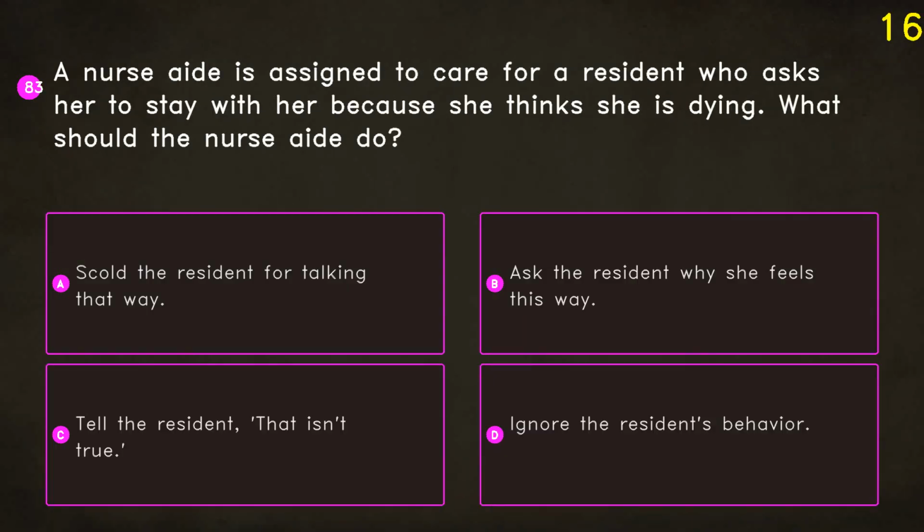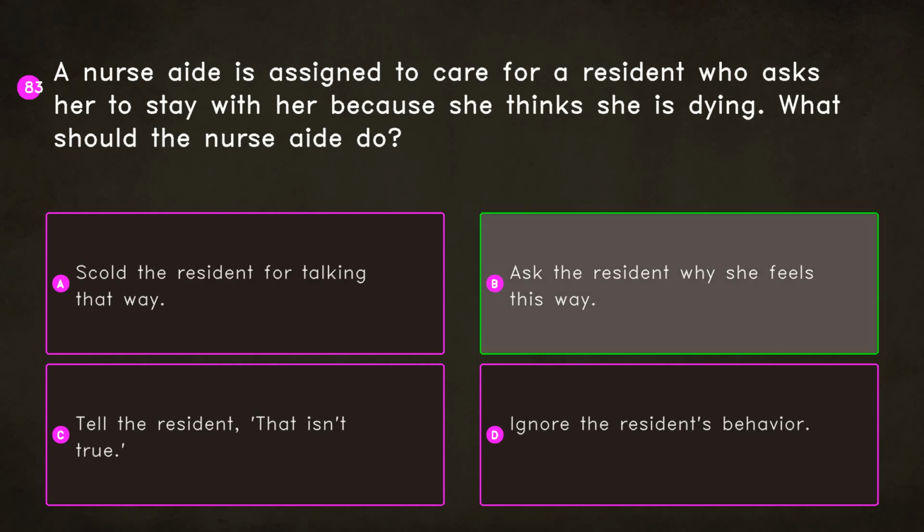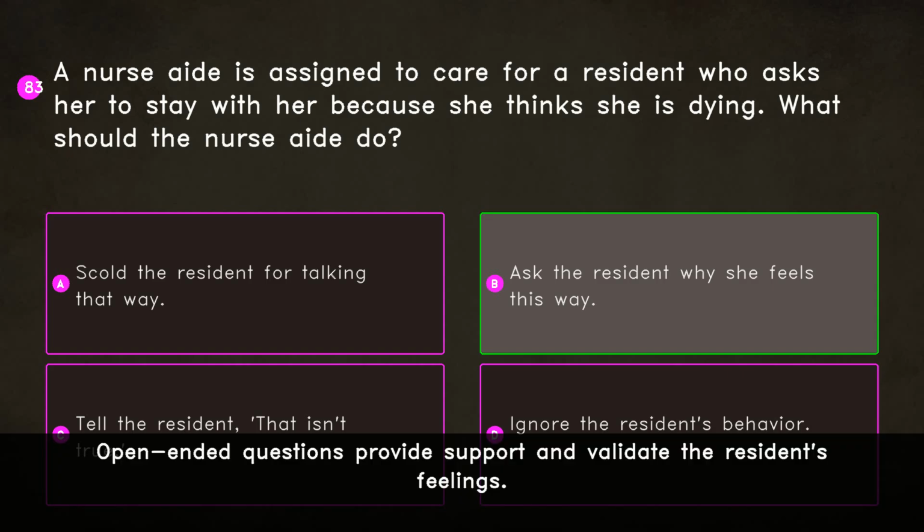Question 83. A nurse aide is assigned to care for a resident who asks her to stay with her because she thinks she is dying. What should the nurse aide do? A. Scold the resident for talking that way. B. Ask the resident why she feels this way. C. Tell the resident that isn't true. D. Ignore the resident's behavior. The correct answer is ask the resident why she feels this way. Open-ended questions provide support and validate the resident's feelings.